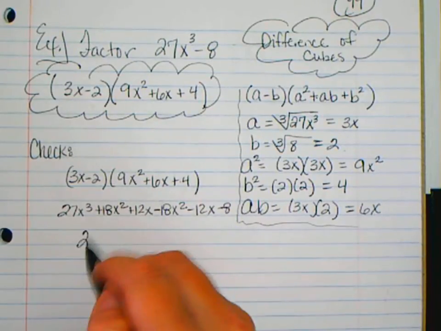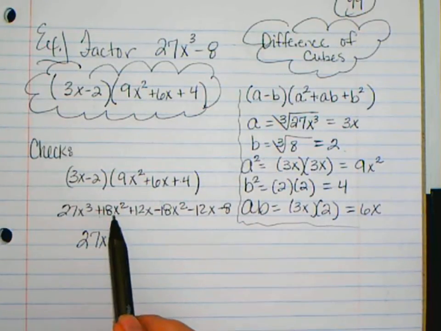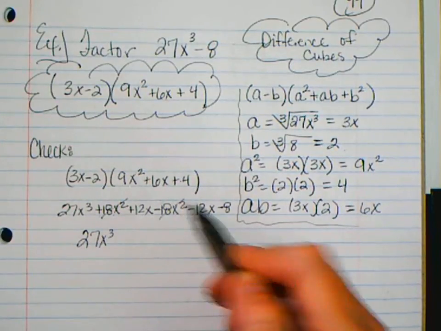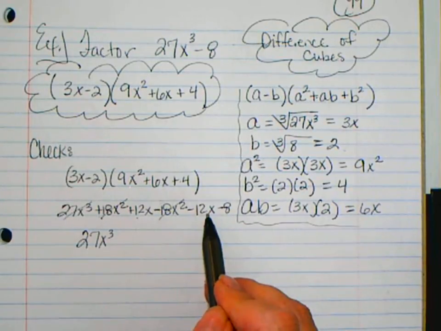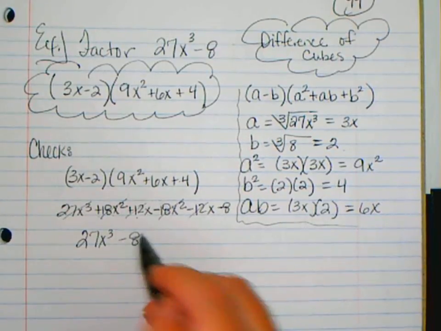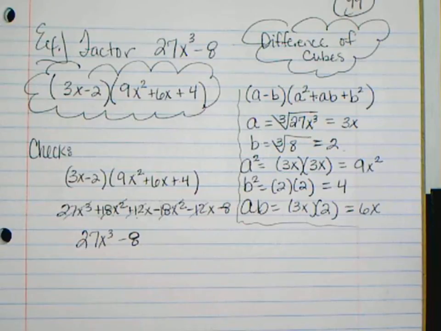Alright, so I'm going to write that down. Obviously the next highest degree would be 2 degrees. I've got positive 18x squared and negative 18x squared. So those will turn into 0. Linear terms, plus 12x minus 12x, that makes 0. And the only thing I have left is the constant of negative 8. Is that what I started with? Yeah, so it did work. Amazing.